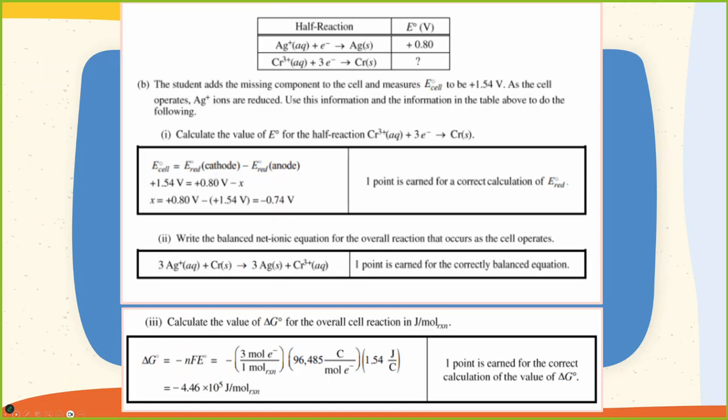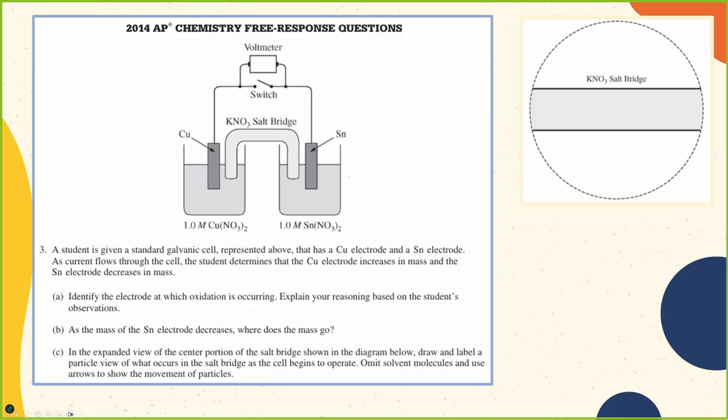This one here, we already did all those parts. We figured out the E red and the balanced reaction, and they changed it to scientific notation, but I left it as regular notation, but same deal. All right, so 2014 one here. Still a galvanic cell because no batteries are attached.